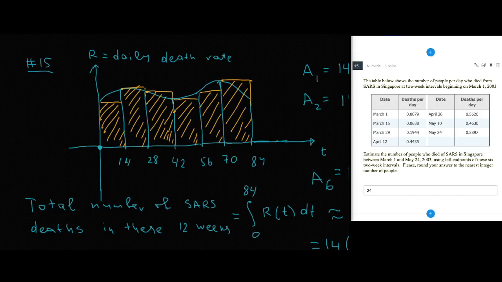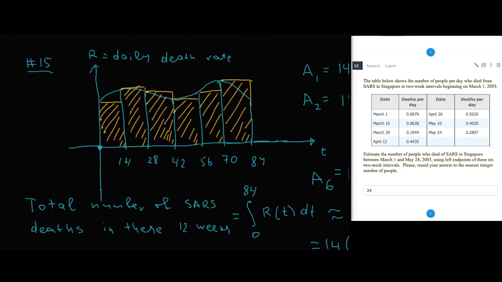Okay, problem number 15. In this problem, we are given a table of daily death rates from the SARS virus in Singapore at 2-week intervals in the period from March 1st, 2003 to May 24th, 2003. And we are asked to estimate the total number of deaths from this virus in Singapore in this time interval using left endpoints of the 2-week intervals.